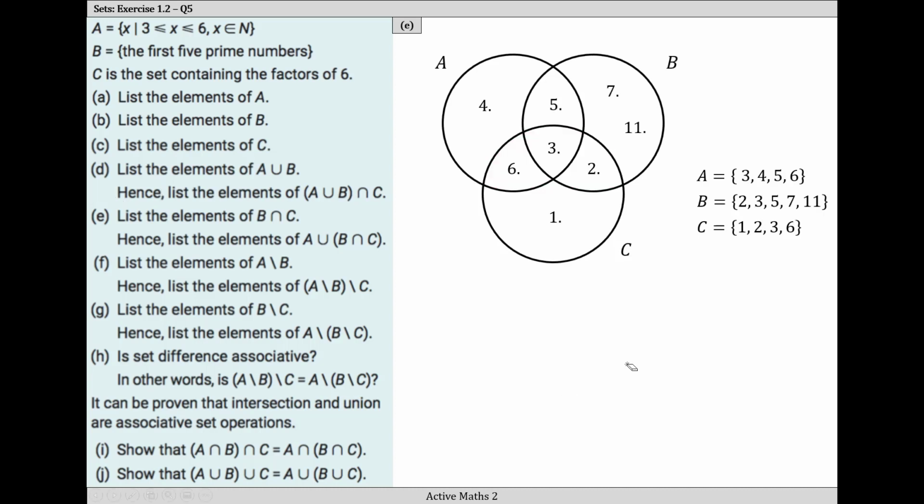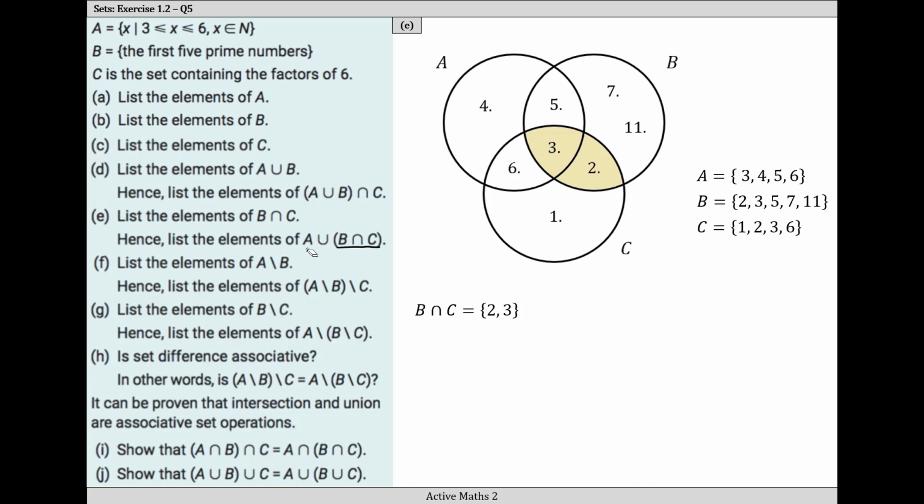Okay, the next part, part E, a similar type of question. It asks us for B intersection C. So B intersection C is what's common to B and C, so 2 and 3. And then it says hence, so again we're going to use that information, that B intersection C is 2 and 3, to answer the next bit. What's A union B intersection C?